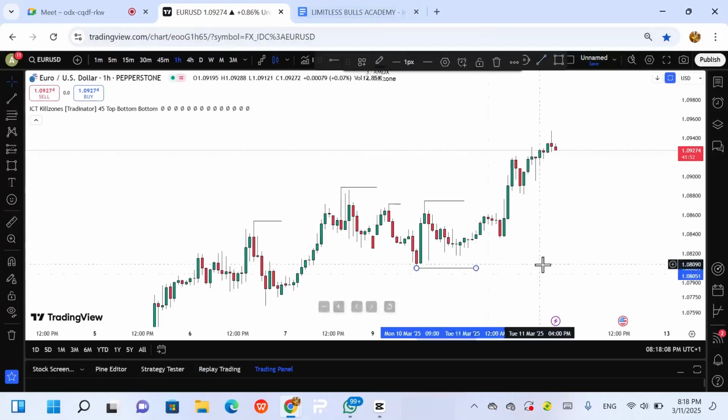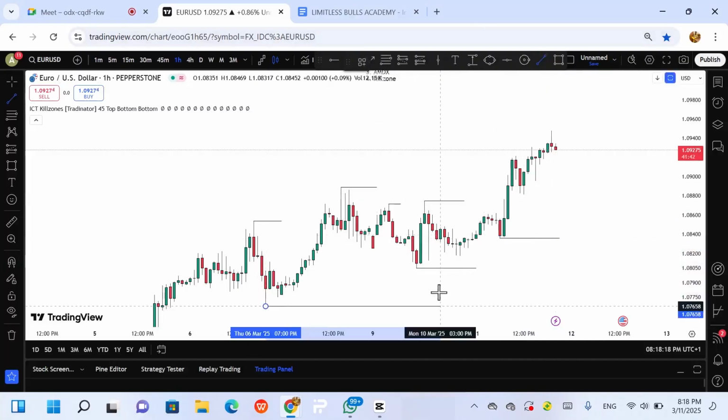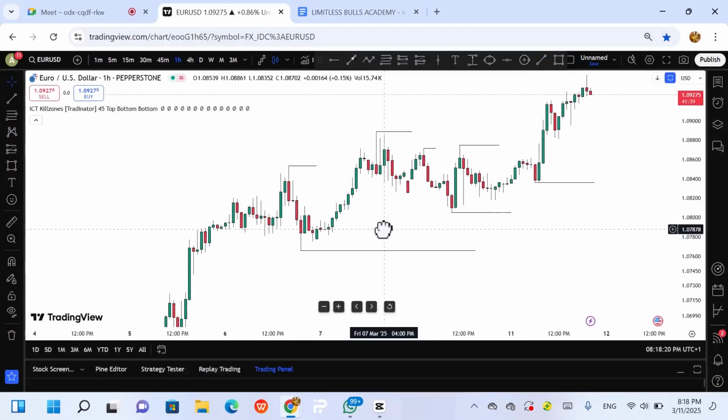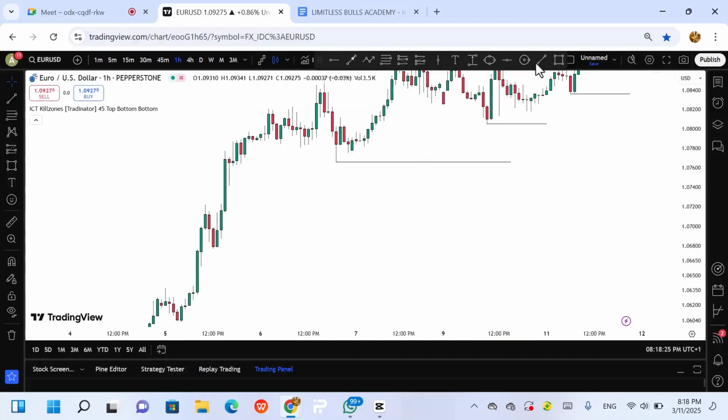So marking this out, this is our swing low. This point now, you see this. Okay, this is our swing low. You can mark as many as you can think of. So all of this now is our swing highs and lows. This is swing high.